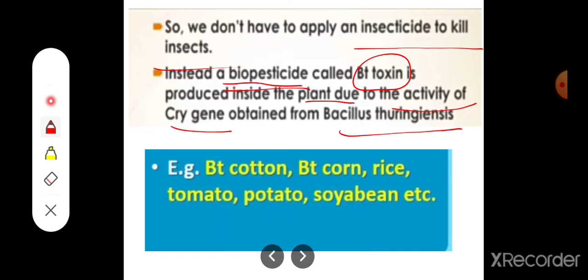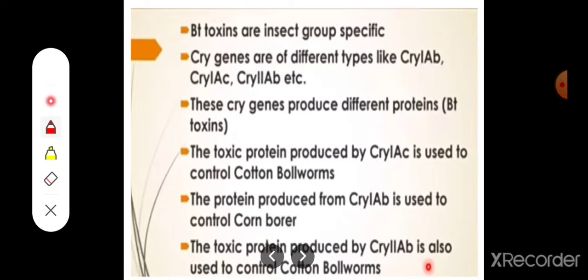Clear, children? There are many such plants produced using biopesticides, genetically modified plants like this. Examples are Bt cotton, which we studied now, then Bt corn, rice, tomato, potato, soybean, etc. These are all genetically modified crops that have resistance to a particular insect. Now let us learn about the next part. Let us learn in detail about the Bt toxin.